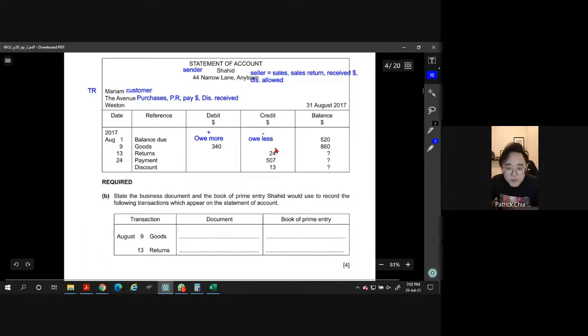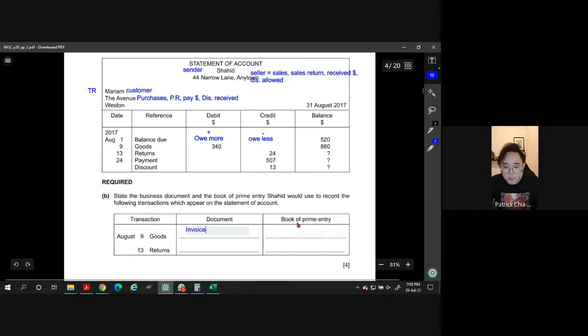So balance due, 520. What does the balance due 520 mean? Mariam, the customer, right? Mariam owes Shahid 520, still owing. See, positive. Then the word goods. Can you see goods means what? Mariam buys some more things. Okay. When Mariam buys some more things, what document is issued? Right? So the question here asks you, state the business document and the books of prime entry Shahid would use to record the following transaction which appear on the statement of account. So in this case, right, which document was issued when Mariam buys more things? Right? Yeah, invoice. That's why they owe more.